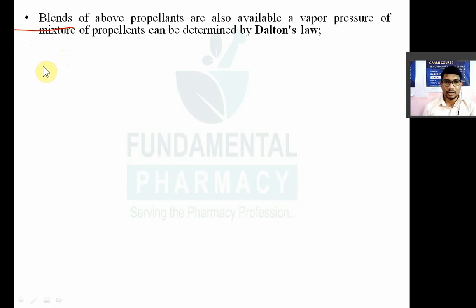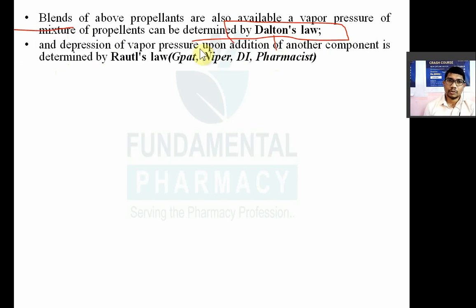Dalton's law. तो आपको याद रखना, क्वेश्चन आता है, which law is related with the vapor pressure? Dalton's law. And depression of vapor pressure by addition of another compound, that is determined by Raoult's law. Dalton's law मतलब क्या है? It is related with the total vapor pressure of mixture. By using Dalton's law you can measure a total vapor pressure of a system of a mixture. By using Raoult's law you can measure a depression of vapor pressure by addition of solid.